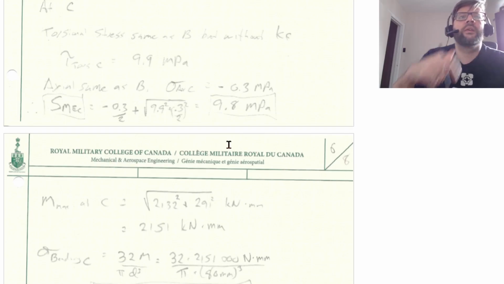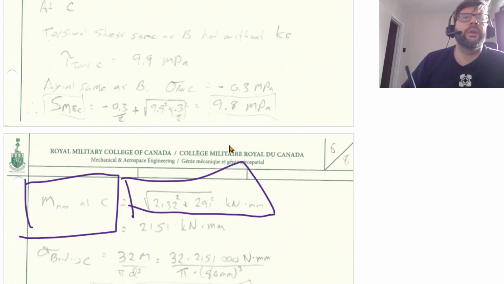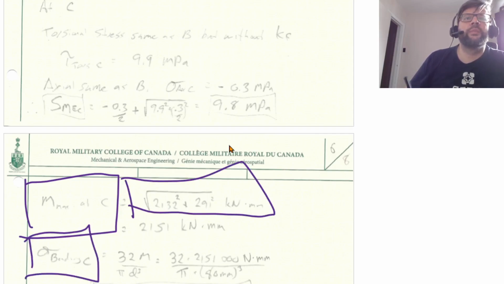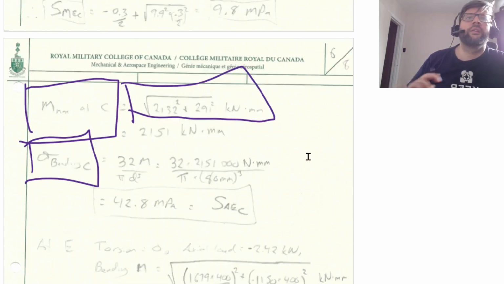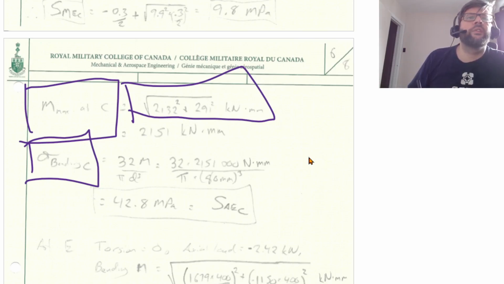Next, again, find our maximum moment at C. Based upon that there, we're at 2151 kilonewton millimeters. So finding our bending stress caused by that, 32 times our M divided by pi d to the third. Again, Kf's 1 at that point, so that ends up being 42.8 megapascals. So that is our SAE at C as well. And then we got E.